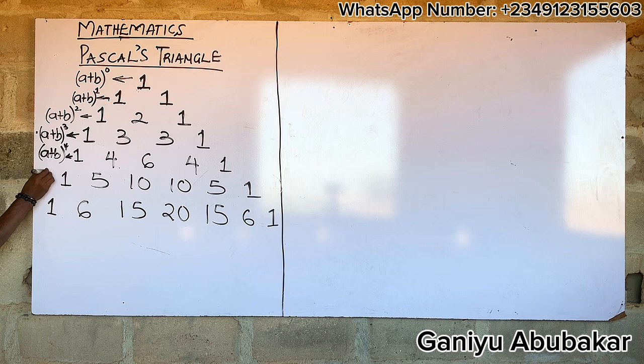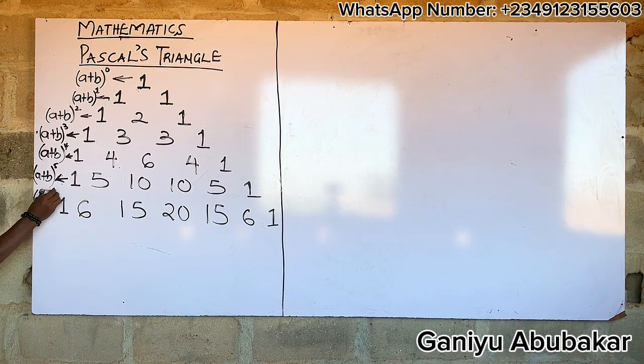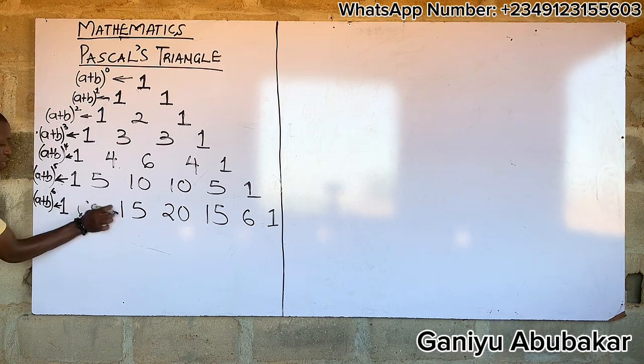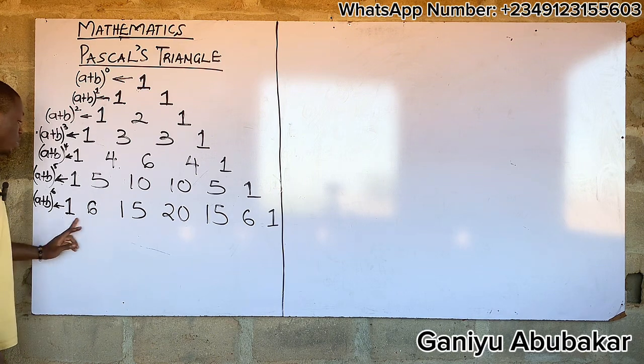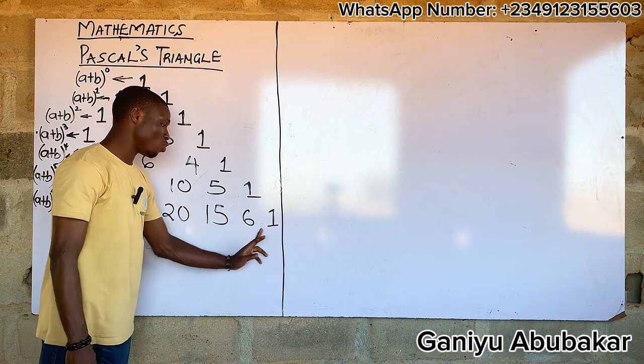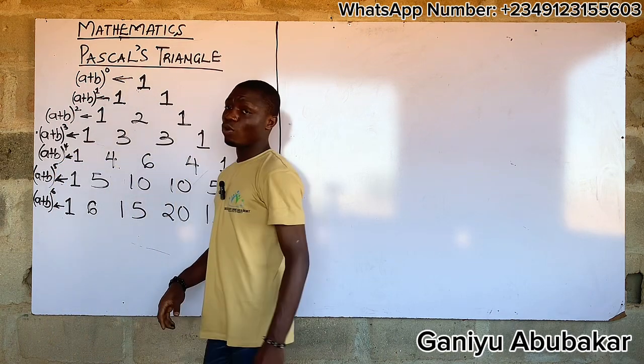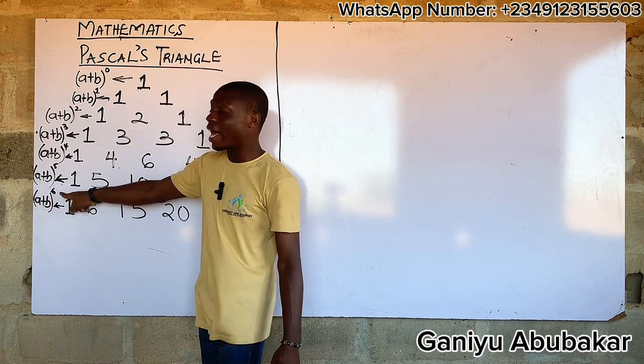For this one, I have (a + b) to the power 5. This becomes my Pascal's triangle coefficient that I will be using. Similarly, for this last one, if I have (a + b) to the power 6, this becomes my coefficient, which is 1, 6. Just place this 6 here and put 1 here. So I have 1, 6, 15, 20, 15, 6, 1 as my Pascal's triangle for an index of degree 6.